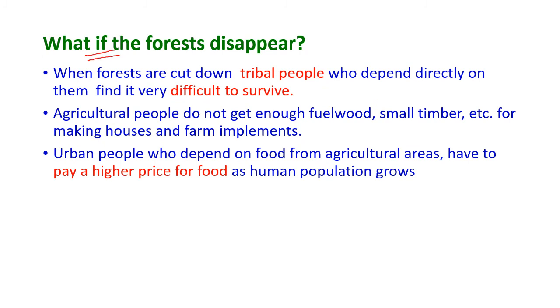What will happen if the forest disappears? When the forests are cut down, the tribal people who depend directly on the forest find it very difficult to survive. So the survival of the tribal people is in question, and the agricultural people do not get enough firewood and small timber, etc., for making their houses and farm implements. And then the urban people who depend on food from the agricultural areas have to pay a higher price for their food, as the human population is growing continuously.